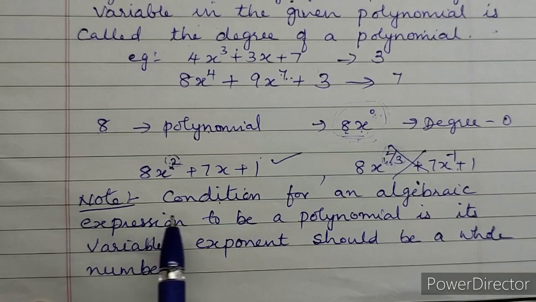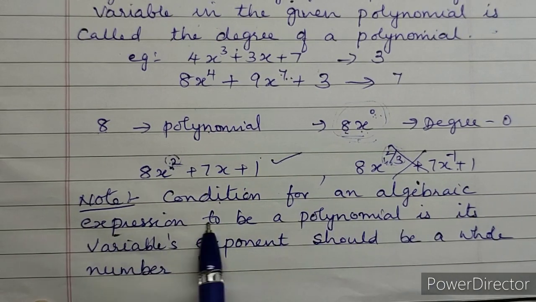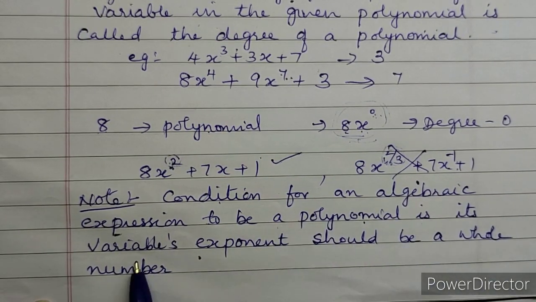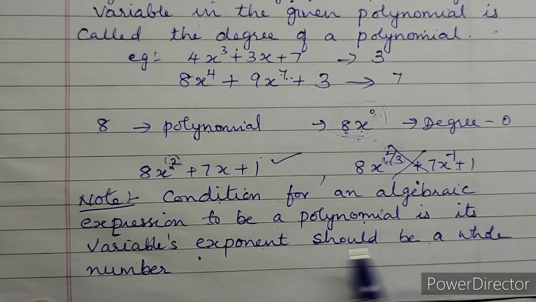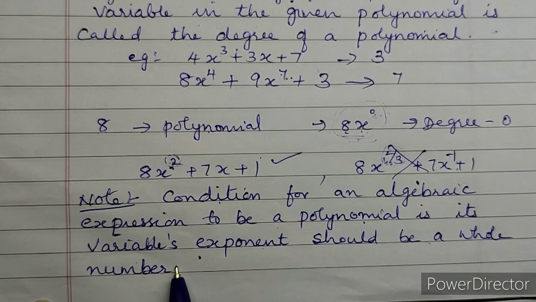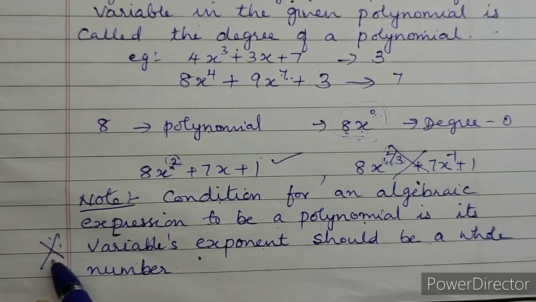So this is the note. The condition for an algebraic expression to be a polynomial is that its variable's exponent should be a whole number or non-negative integer. This note is very important.